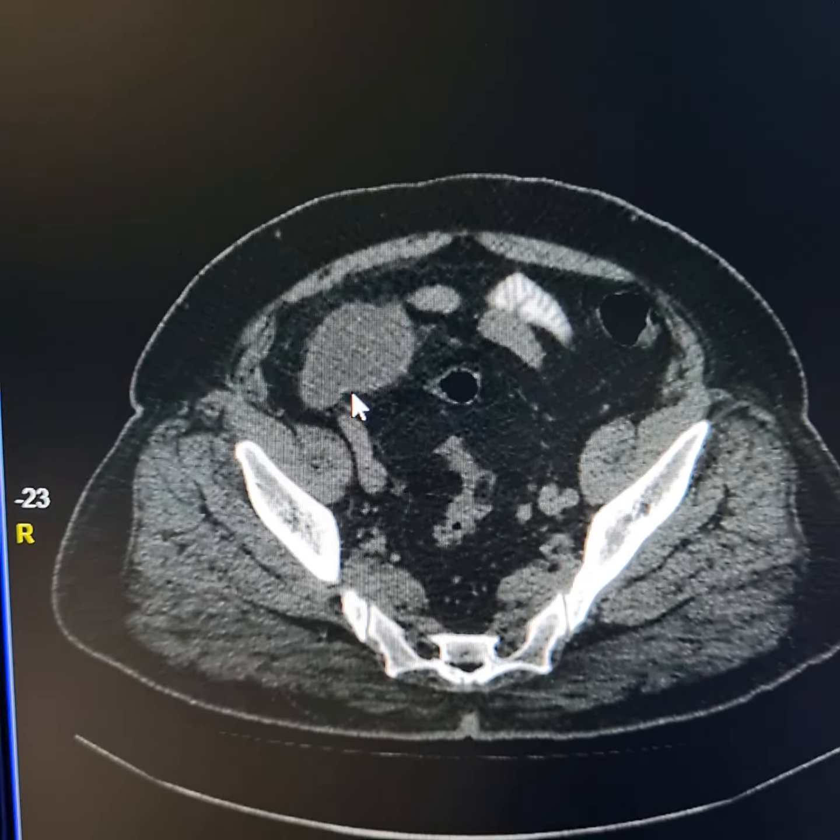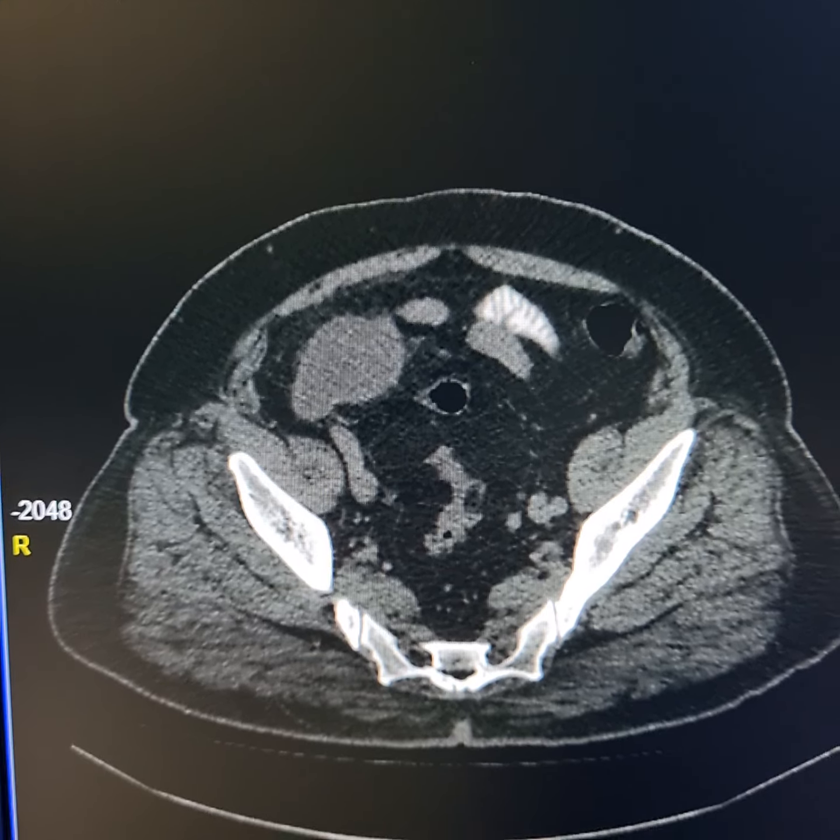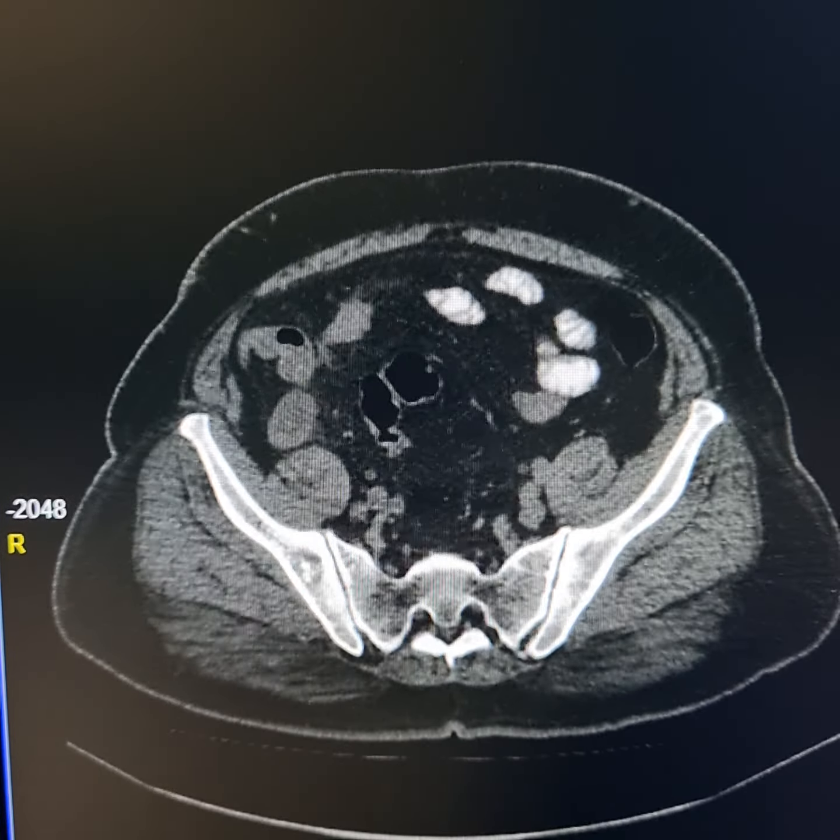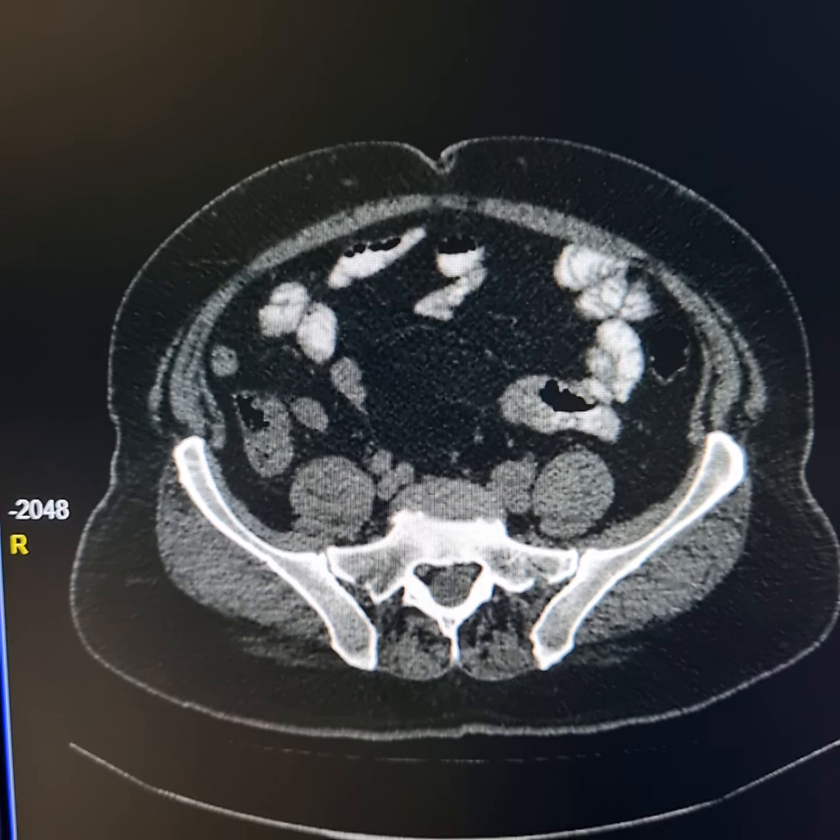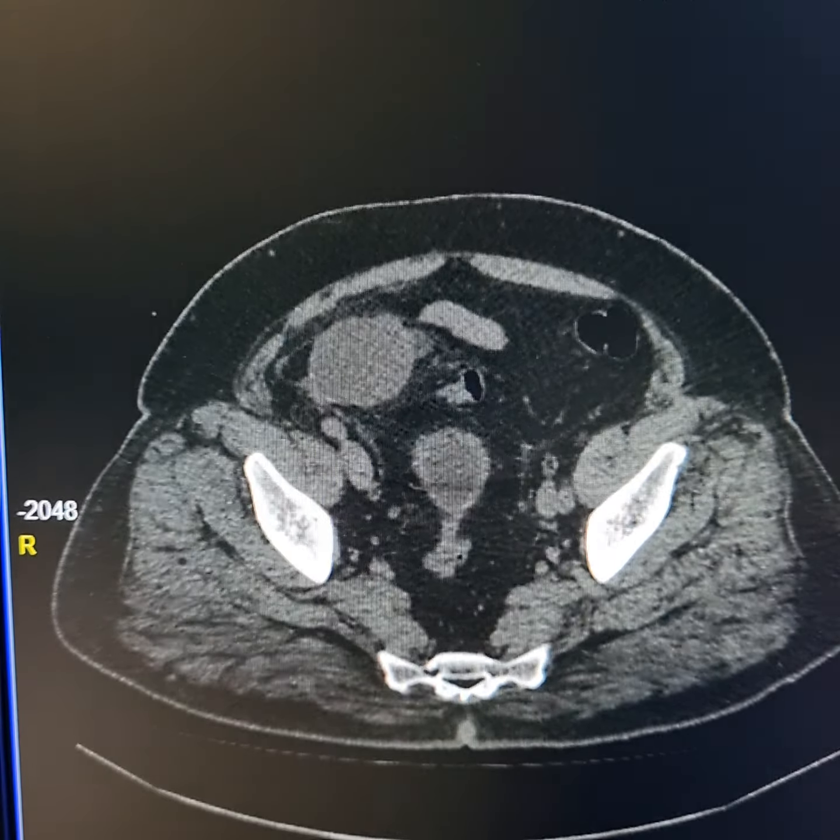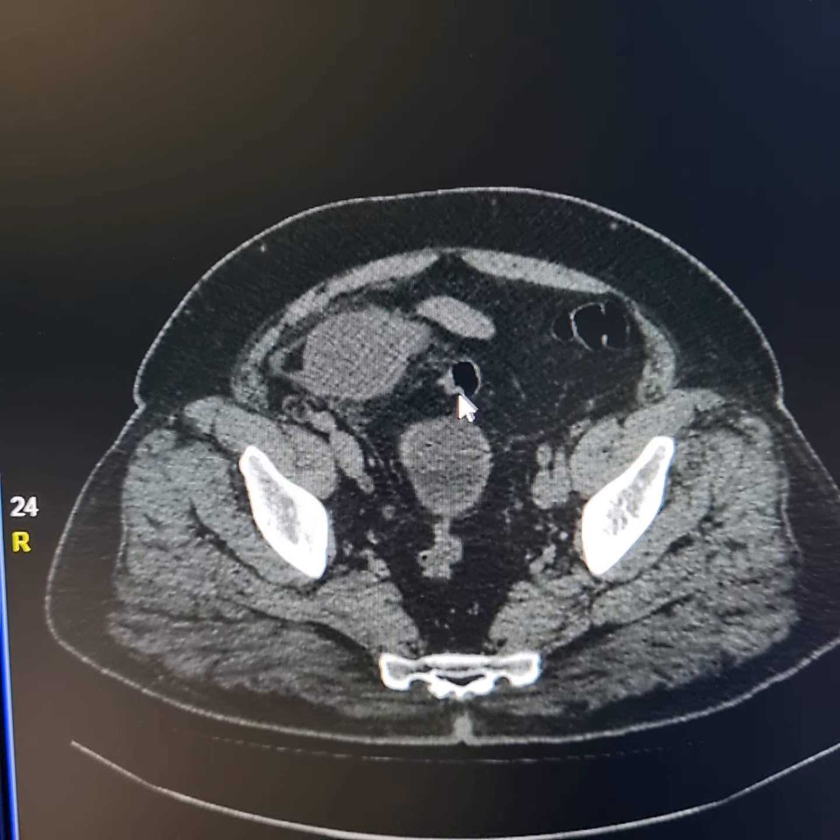Now, this is a cystic lesion here. Superiorly, it is extending up to the cecum. Up to this level, it extends downwards, and medially, there is inflammatory stranding of adjacent fat.